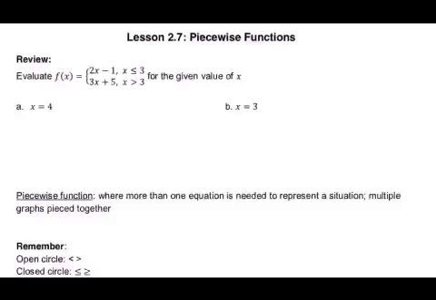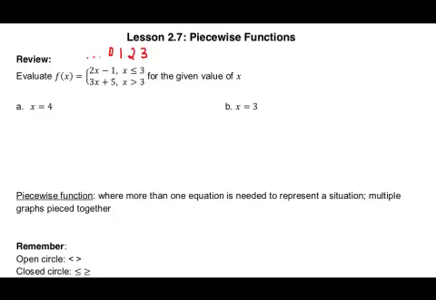The first one is 2x minus 1, and that's when x is less than or equal to 3. The second equation is 3x plus 5 when x is greater than 3. So if we look at the domain for each of these equations, the first is x is less than or equal to 3. So that includes 3, and any numbers that are less than that. So 3, 2, 1, 0, and anything less than that.